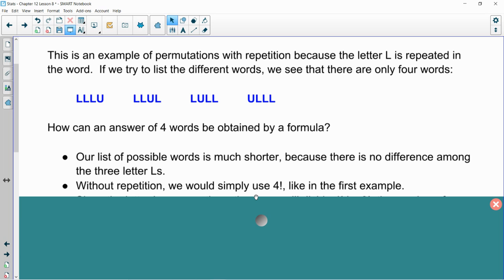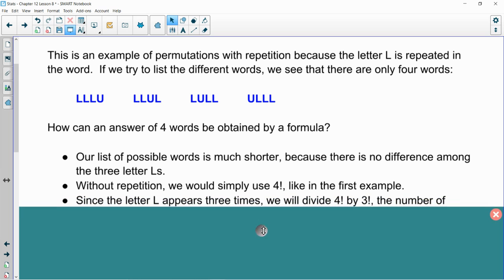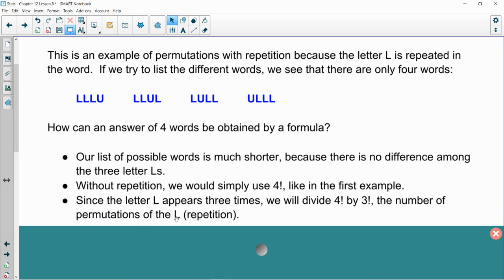So without repetition, we would simply use 4 factorial, like we did with the word calm. Now, it's not working here. Since L appears 3 times, we're going to take that 4 factorial, but now we're going to divide it by 3 factorial, which would be the number of permutations of the letter L.